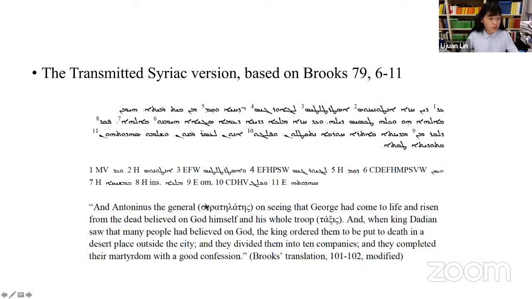A different version is found in the transmitted Syriac text, in which the general is called Anatoninus. And it is also said that his whole troop converted, but the number is not mentioned. So which one is an earlier one?